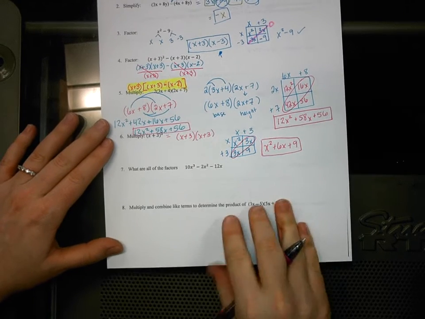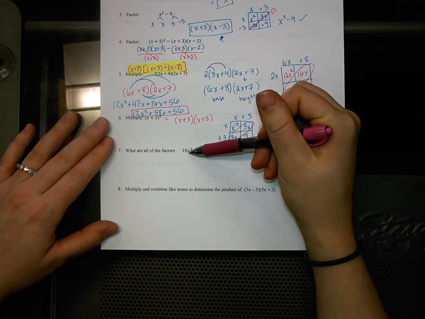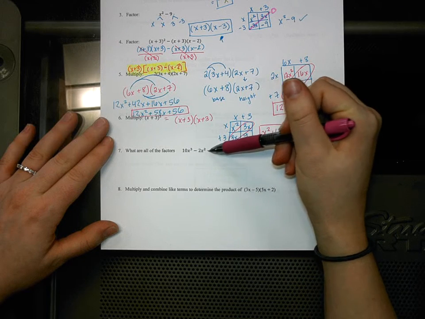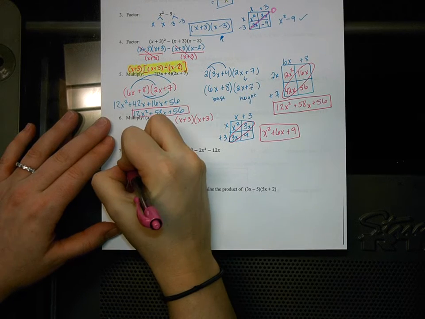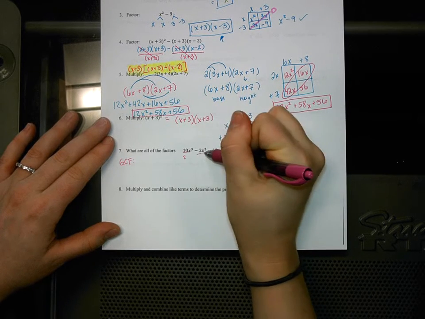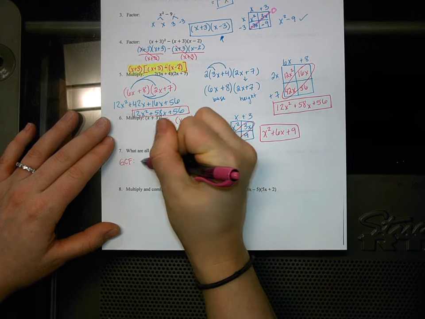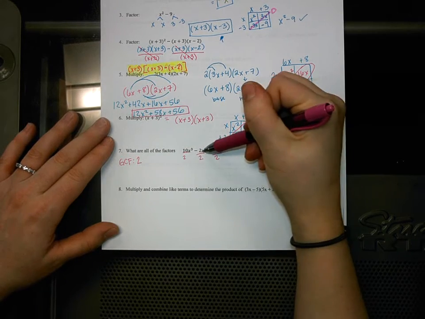Number 7 says, what are all the factors of 10x cubed minus 2x squared minus 12x? First, I want to look for a greatest common factor. They're all divisible by 2. So 2 is part of my greatest common factor. They're also all divisible by x.